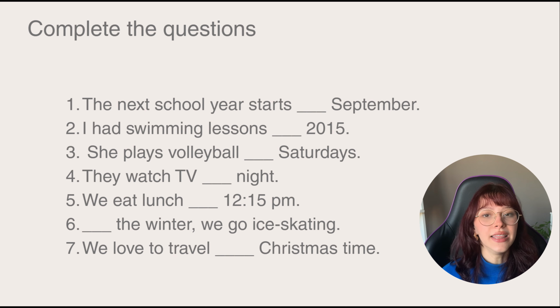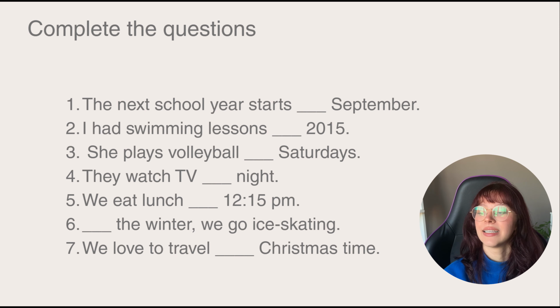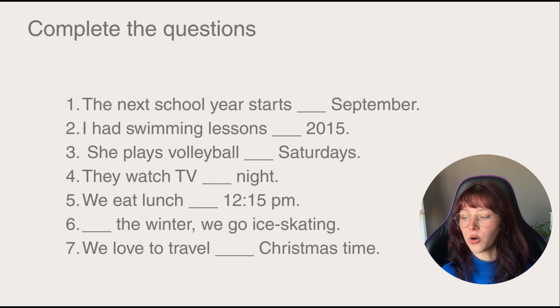So let's go. Number 1, the next school year starts September. Number 2, I had swimming lessons 2015. 3, she plays volleyball Saturdays. Number 4, they watch TV night. Number 5, we eat lunch 12:15 p.m. Number 6, the winter, we go ice skating. And number 7, we love to travel, Christmas time.